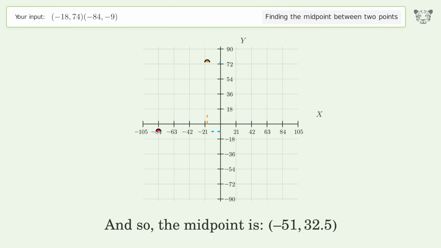And so, the midpoint is, negative 51, 32.5.